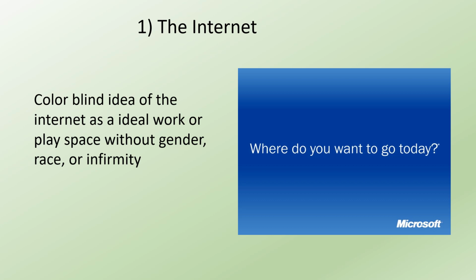So the first one, the internet, and what Daniels calls the colorblind idea of the internet as an ideal work or play space without gender, race, or infirmity. So in other words, it underlines this colorblind idea. And Microsoft's classic slogan from the 1990s, "Where do you want to go today?" As though the internet is this perfectly open play space where these restrictions don't exist.